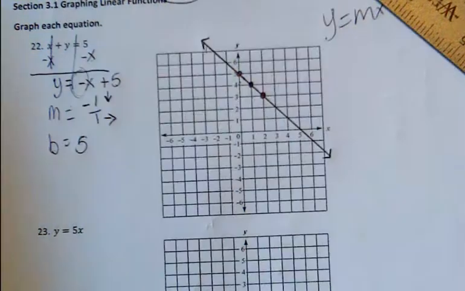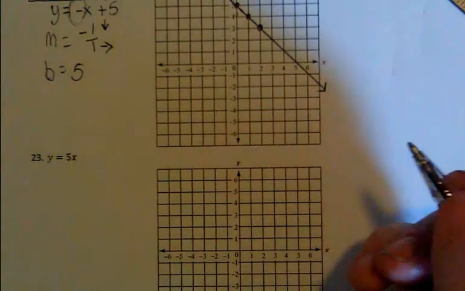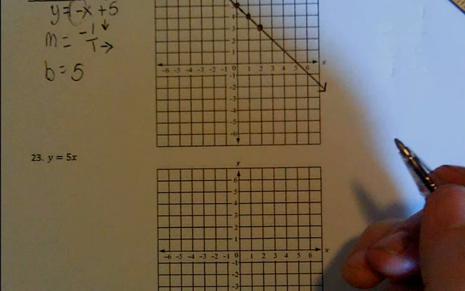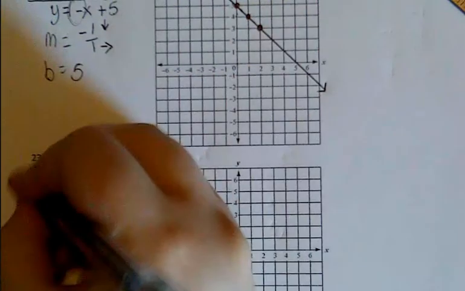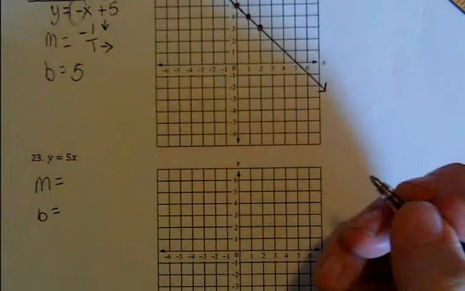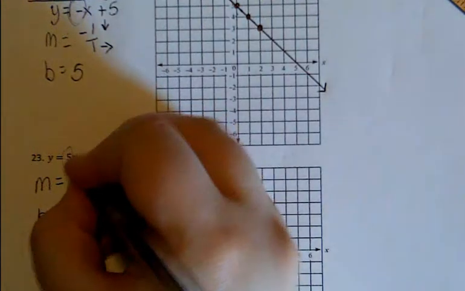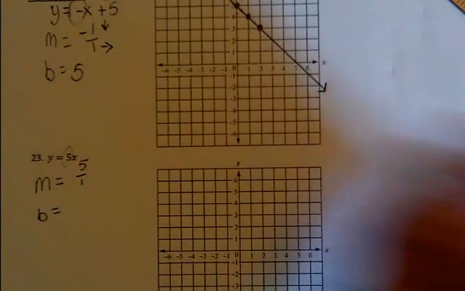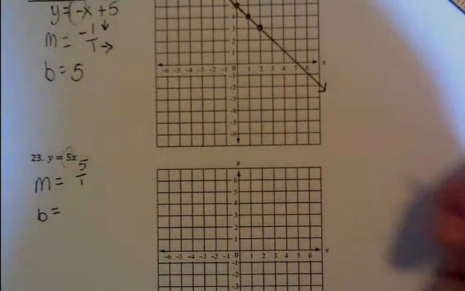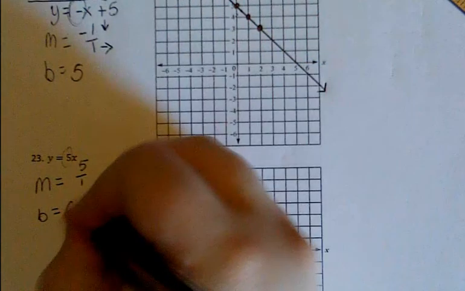So on problem number 23, I have y equals 5x. Well, that's already in our slope-intercept form, so step 1's already done. Step 2 is to identify your m and your b. Your m is always the number in front of x, so that would be a 5, and it's always a fraction, so it would be over 1. And your b is not written, so we would just make it a 0.